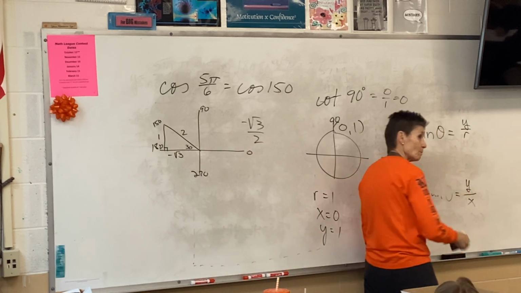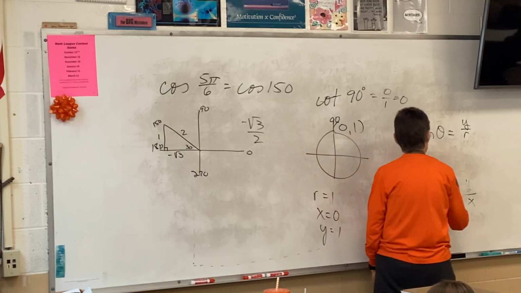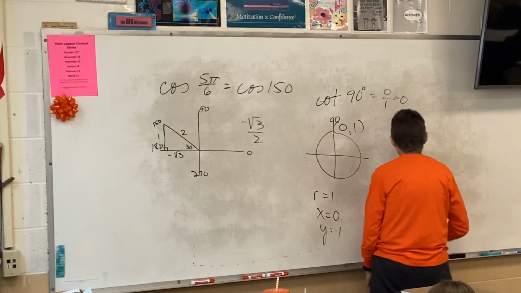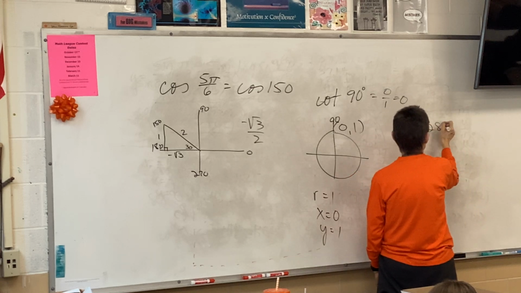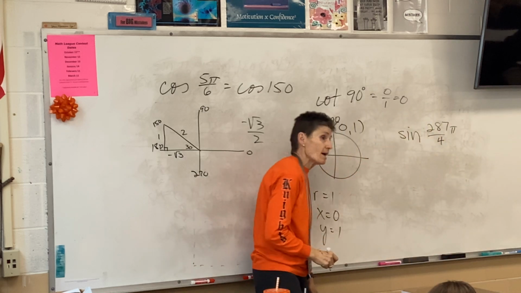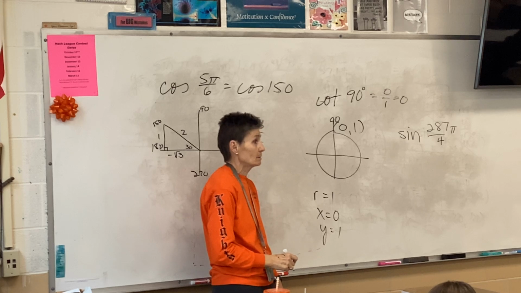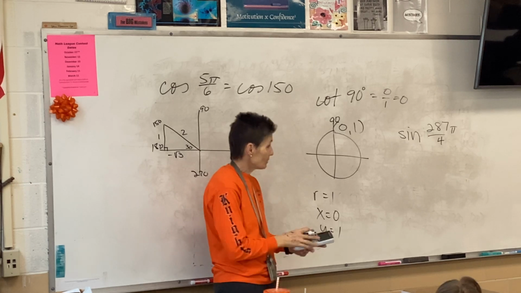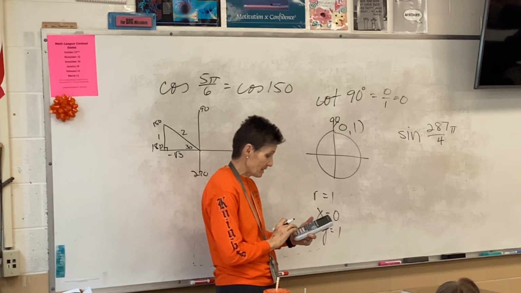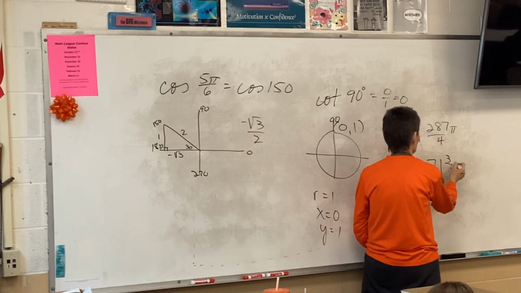Now see, this quiz came from back in the day when I was a harder teacher. Look at that. Sine 287 pi over 4. You didn't have anything like that. Sine 287 pi over 4. 287 fourths is a big number, right? 287 divided by 4 is 71.75. So it's 71 3/4.